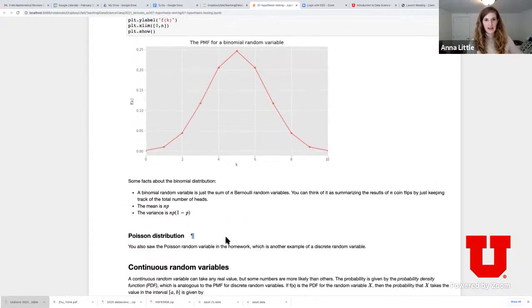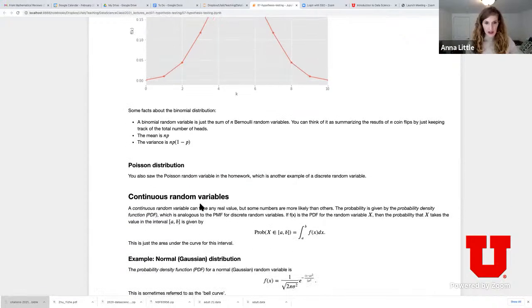Okay, so a couple of facts about the binomial distribution. We think of it as the total number of successes in n Bernoulli trials. The mean is n times p, and the variance is np times 1 minus p. One of the other distributions that you encountered in the homework is a Poisson distribution, which is also discrete.